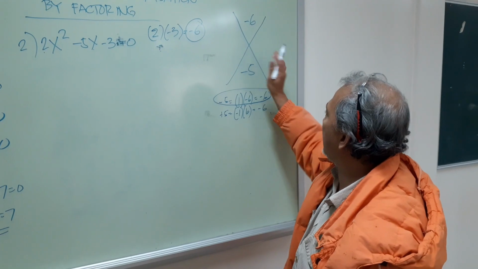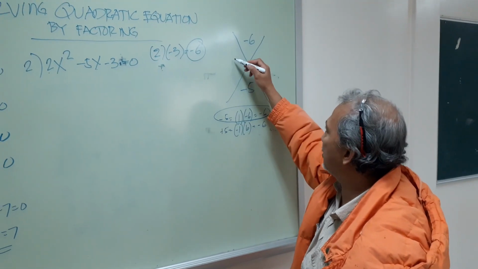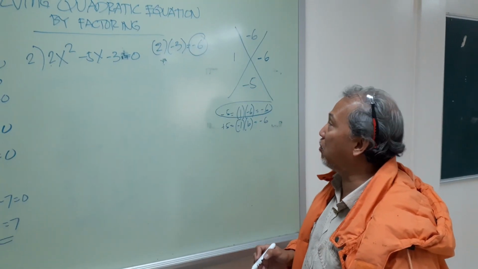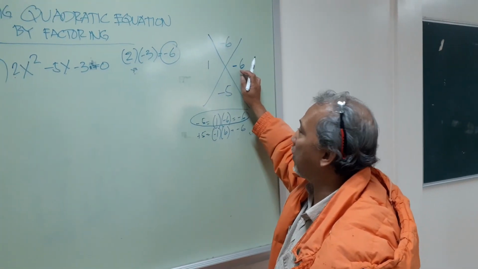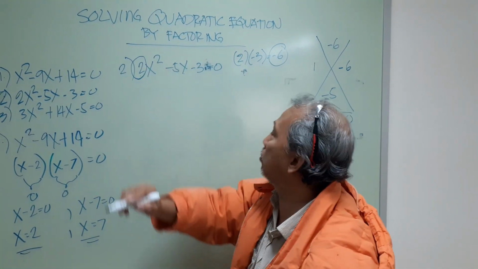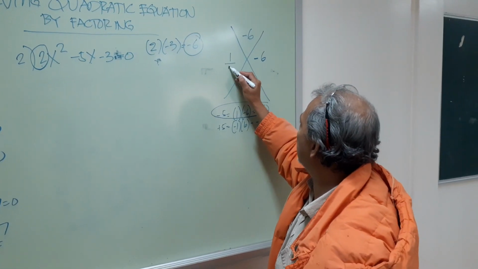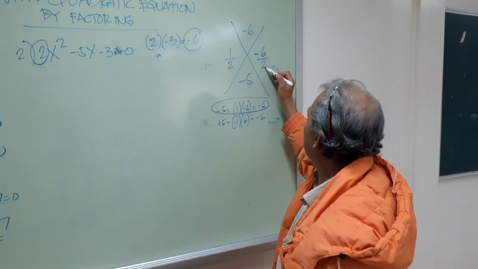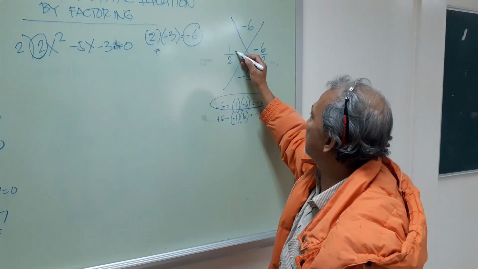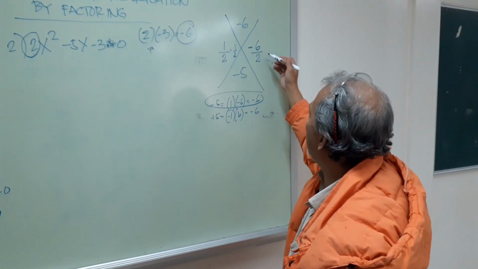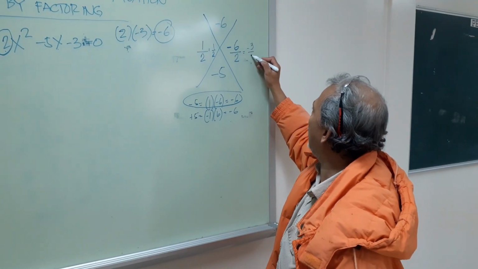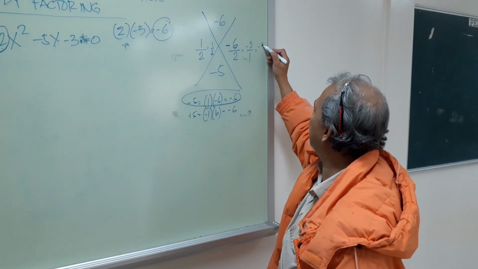So let's put this one on either side. 1 and negative 6. Okay? Now, let's divide this by our first coefficient of x, which is 2. So 1 over 2 is 1 half. Negative 6 over 2 is negative 3 over 1, or negative 3.